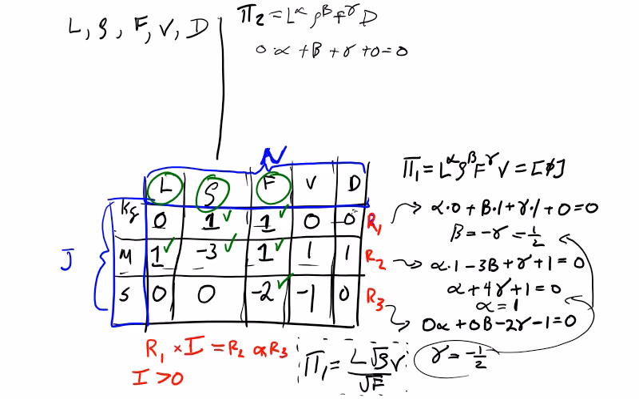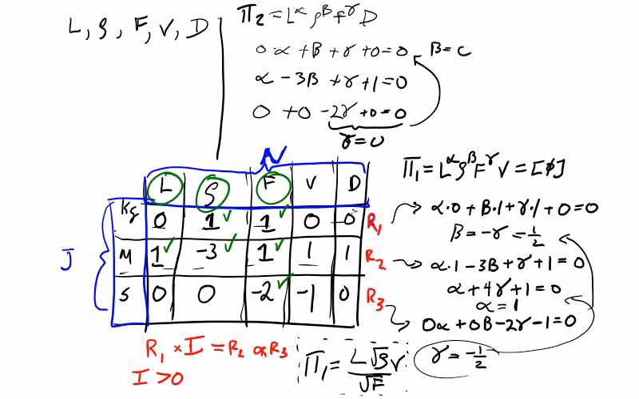All right? Now we go down to the meters line. We say alpha minus 3 beta plus gamma plus 1 has to equal 0. Okay, and then we go down to the second line, and we say 0 alpha plus 0 kilograms minus 2 gamma plus 0 has to equal 0. So from this equation here, we know that gamma equals 0. That means up here, beta equals 0. And here, we'll get that alpha equals minus 1, which means this is D over L. Makes sense. Meters over meters. They're unitless.